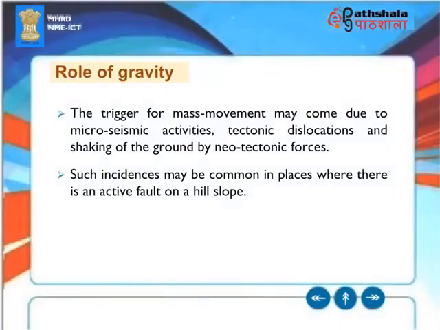The trigger for mass movement may come due to microseismic activities, tectonic dislocations, and shaking of the ground by neotectonic forces. Such incidences may be common in places where there is an active fault on a hill slope.